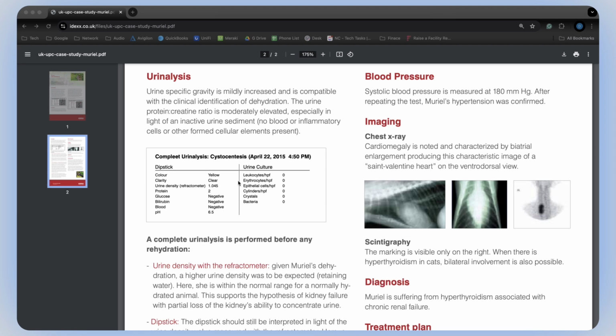Okay. All right. Well, the urine specific gravity is mildly increased and is compatible with clinical identification of dehydration, which we see that. You know, our specific gravity is going to increase with dehydration because it's more concentrated, and it will decrease with overhydration. The urine protein creatinine ratio is moderately elevated, especially in light of an inactive urine sediment. But in that sediment, there was no blood or inflammatory cells. So it was pretty clear. We could look through all those things.